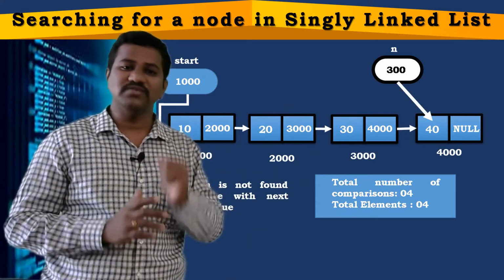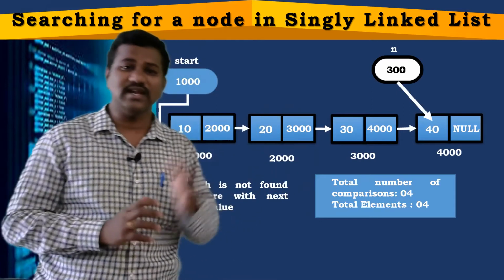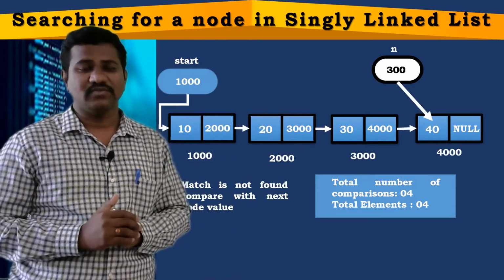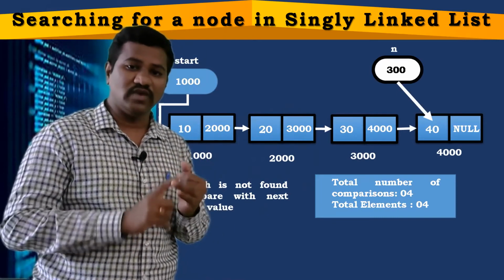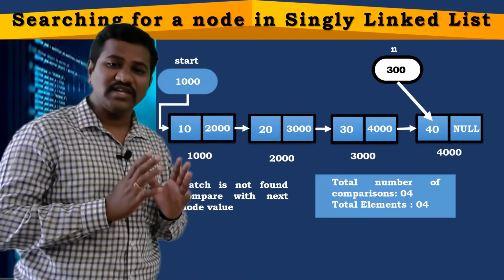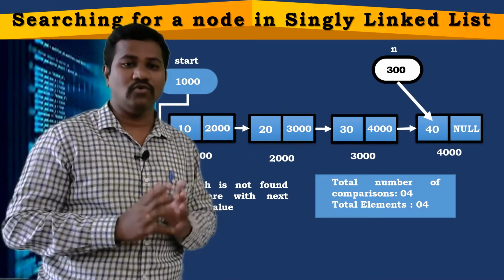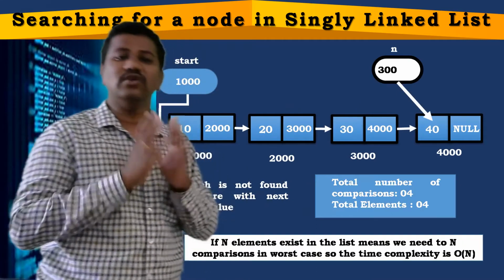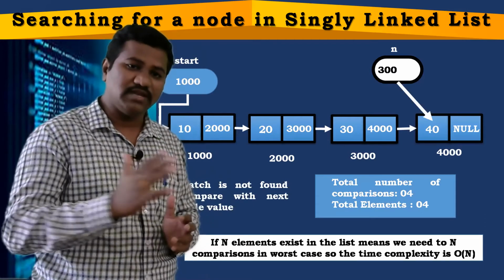But here we need to observe one important point. How many nodes are there in the list? 4 nodes are there. And how many comparisons have we done here? 300 with respect to 10, 20, 30, 40. 4 comparisons. The total number of comparisons is 4, and the total number of elements is 4.